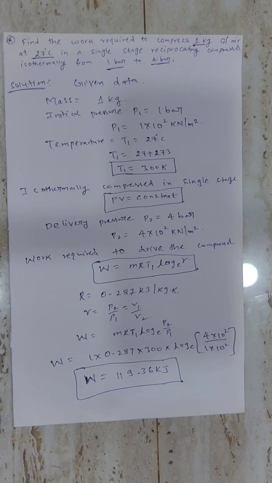The work required to drive the compressor is W is equal to m R T1 log base e r. The r will be P2 by P1, which is equal to V1 by V2. Then R is the universal gas constant, 0.287, and when we substitute the given data in this problem, we get the work done as 119.36 kilojoule. This is a way to solve this problem, and we will see another problem. Just wait a minute. We'll see one different problem.